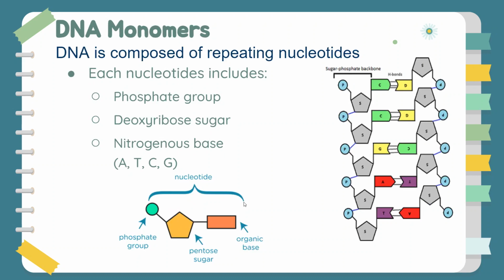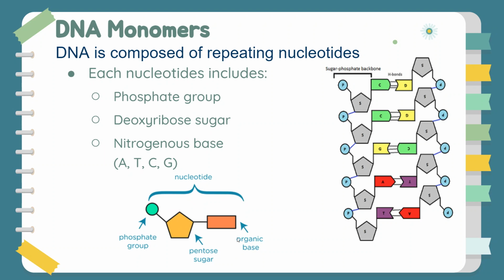All right, that brings us to the building blocks of DNA, our nucleotides. Each nucleotide consists of a phosphate group, a deoxyribose sugar, and one of 4 nitrogen bases. The nitrogen bases are adenine, thymine, cytosine, and guanine for DNA.